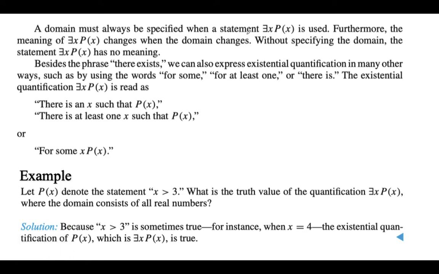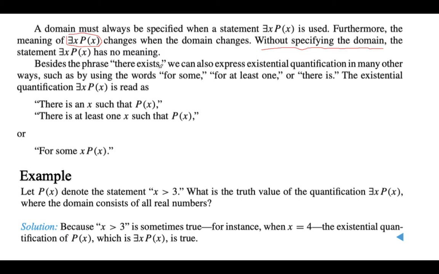Domain must be specified. A domain must always be specified when a statement "there exists x, P of x" is used. Furthermore, the meaning of "there exists x, P of x" changes when the domain changes. If you change the domain, then the meaning of this statement will change. Without specifying the domain, the statement "there exists x, P of x" has no meaning. It means you must specify the domain, otherwise there is no meaning for this.